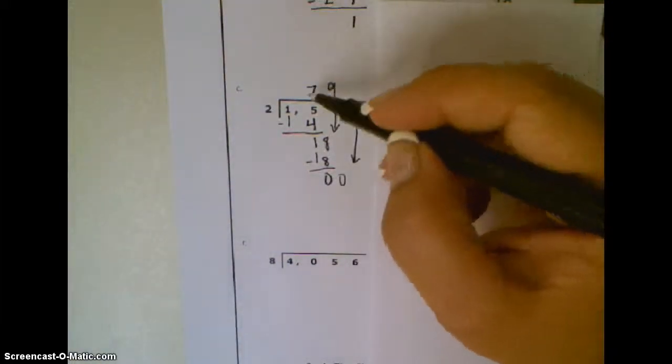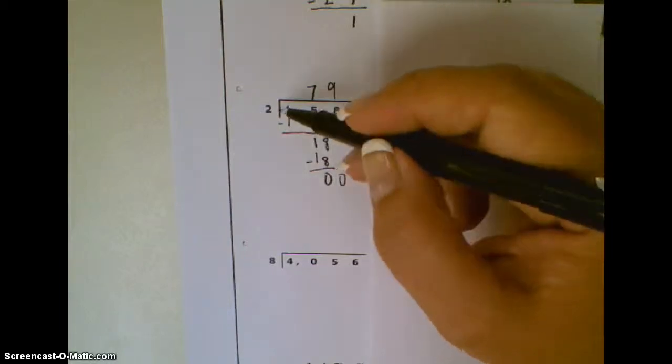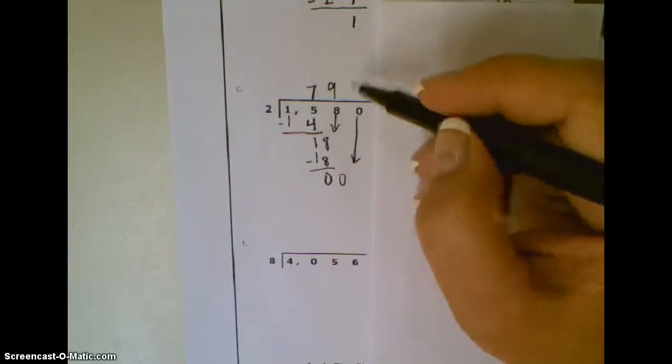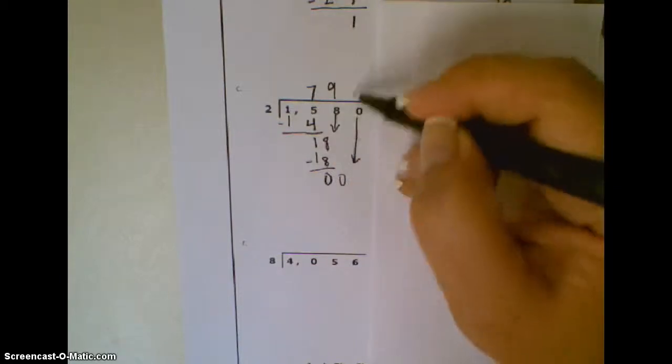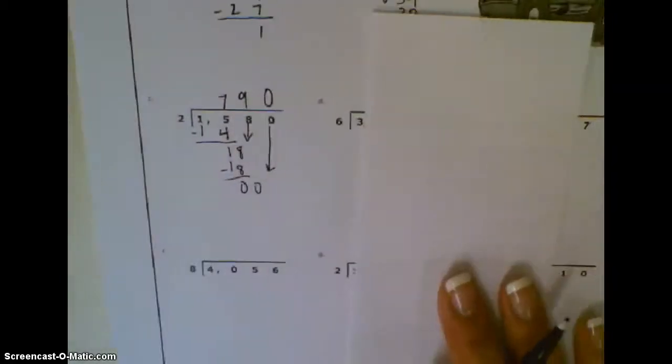But does it make sense? Let's round this number to 80 so we can do it in our mind. 80 times 2 is 160. Oh, and this is in the thousands place, so that wouldn't make sense. So this has to be a 0, otherwise it won't work.